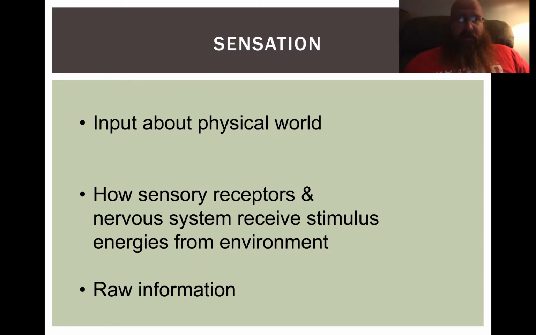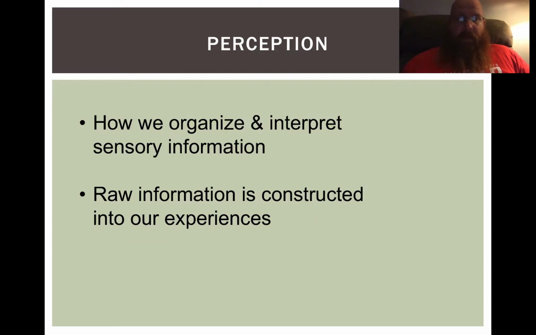Again, sensation is input about the physical world, how our sensory receptors and nervous system receive stimulus energies from the environment. Again, it's our neurons firing, all the different neurons, whether it be touch, taste, smell, all that stuff. That is essentially how we experience the world. And this is raw information. These are the electrical sparks. These are the chemicals that are kind of coursing through our bodies.